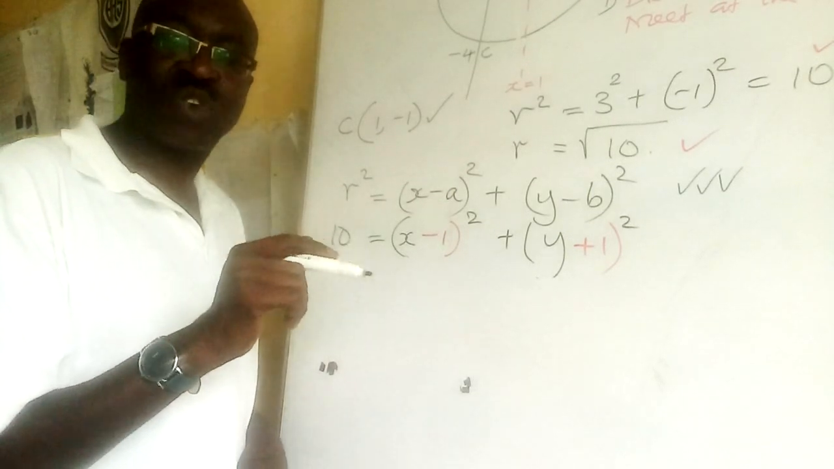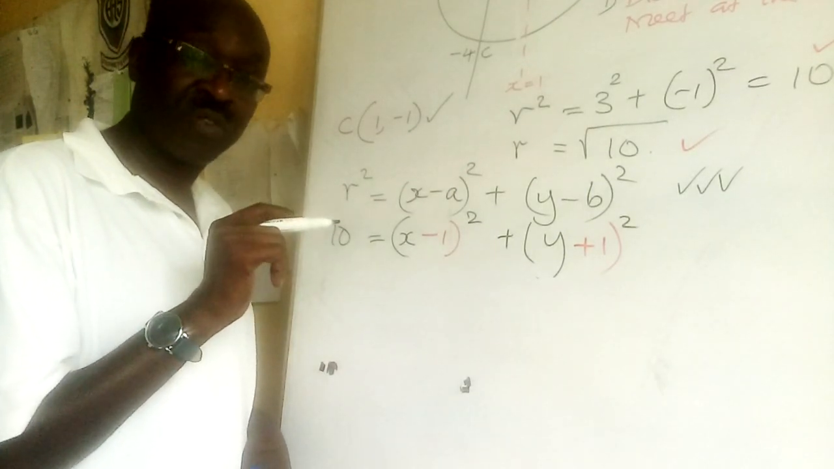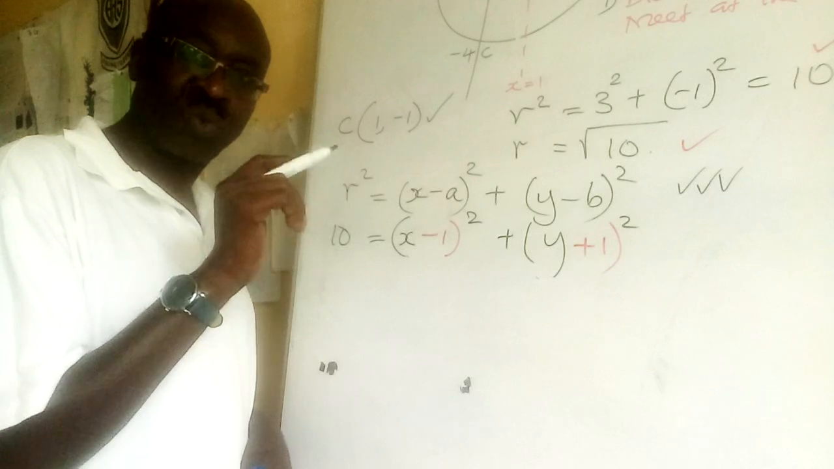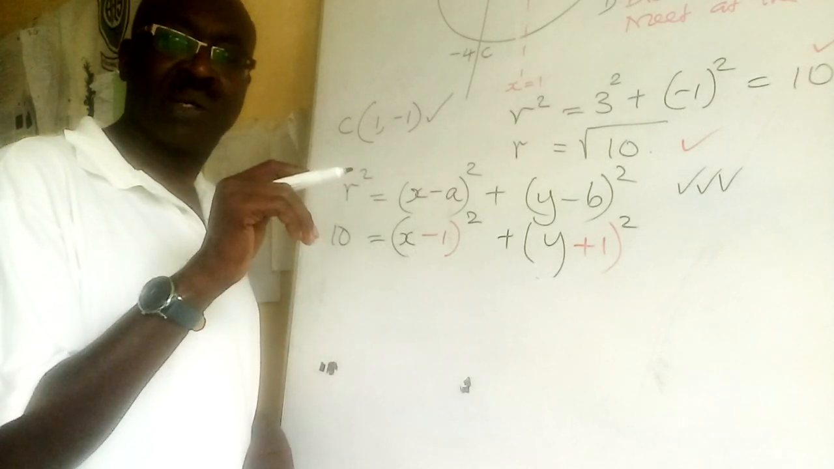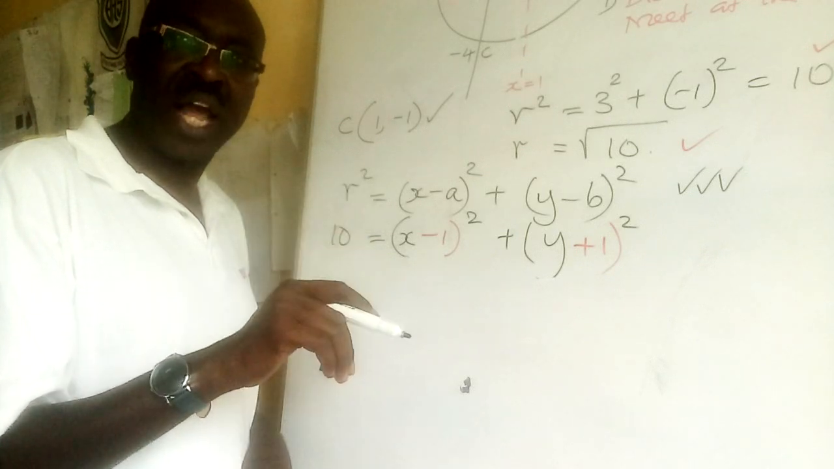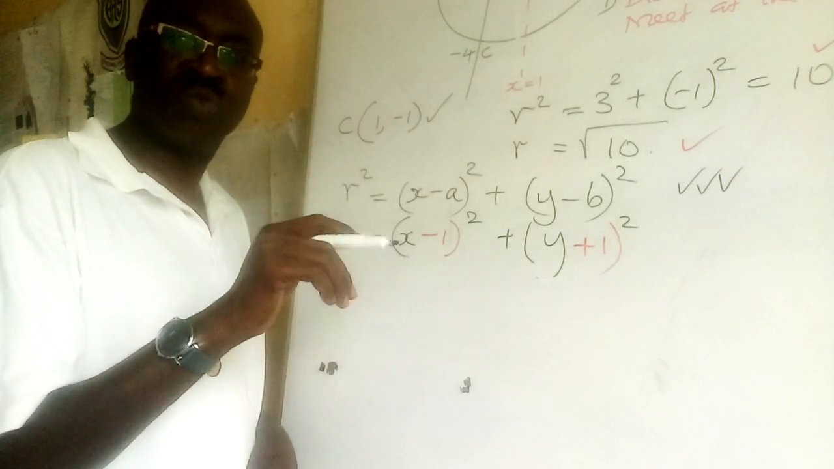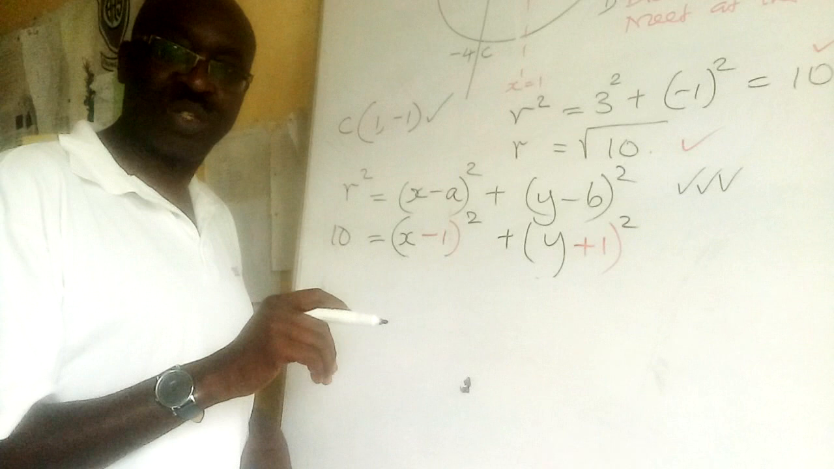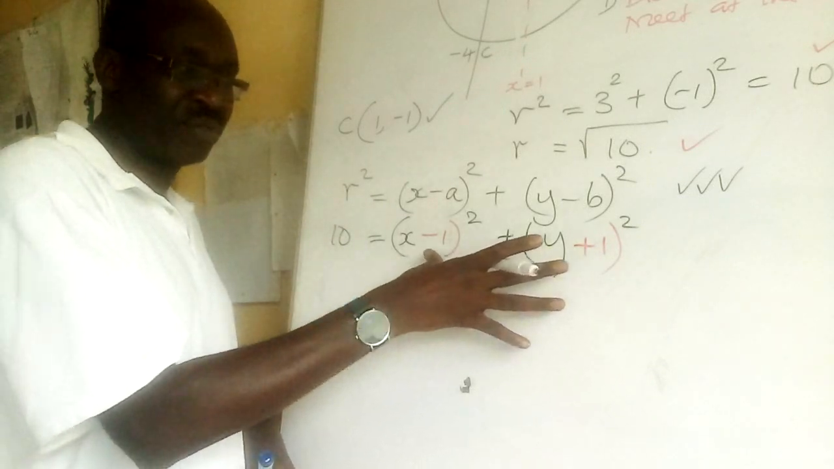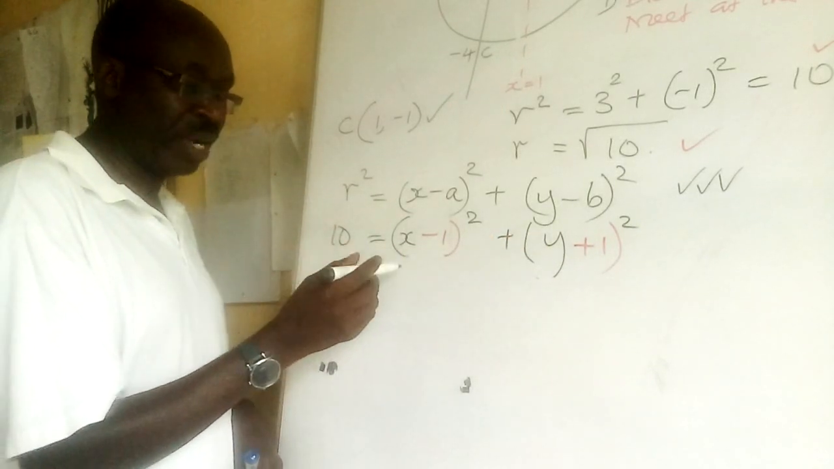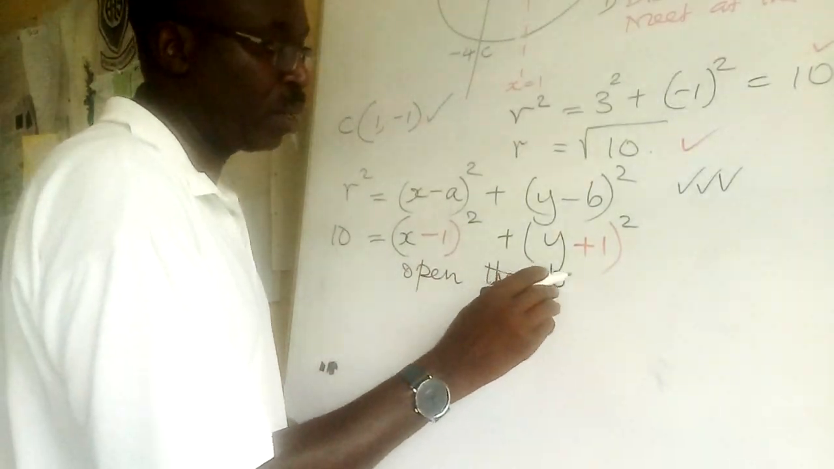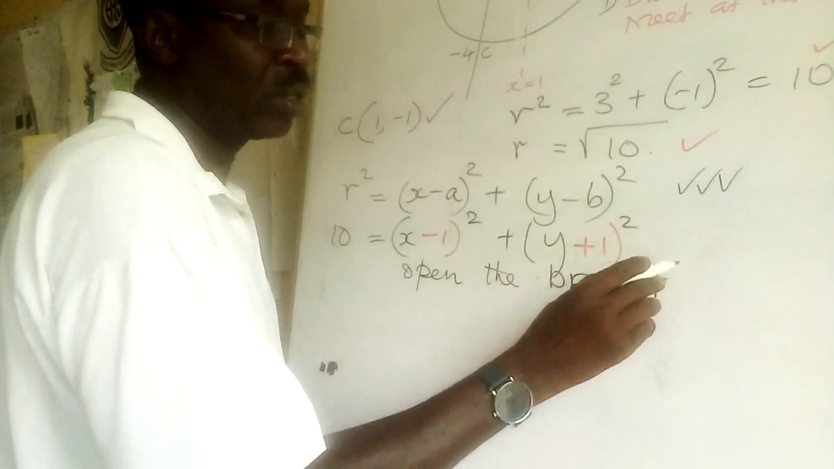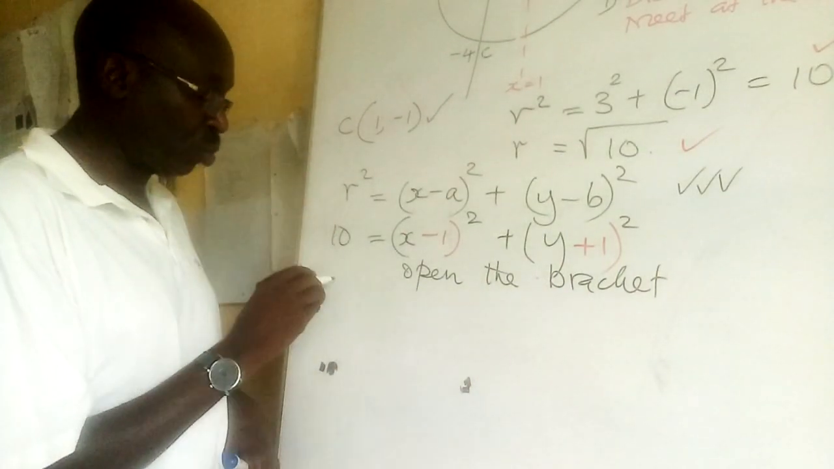But he has given us condition in the form of x squared plus y squared plus ax plus by is equal to c. That is the condition. So we have to open up the bracket so that you meet his condition.